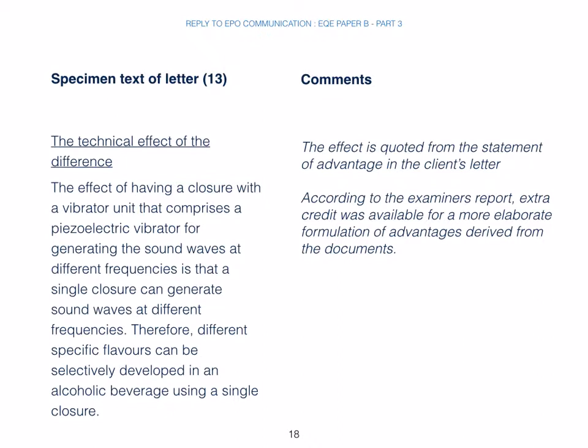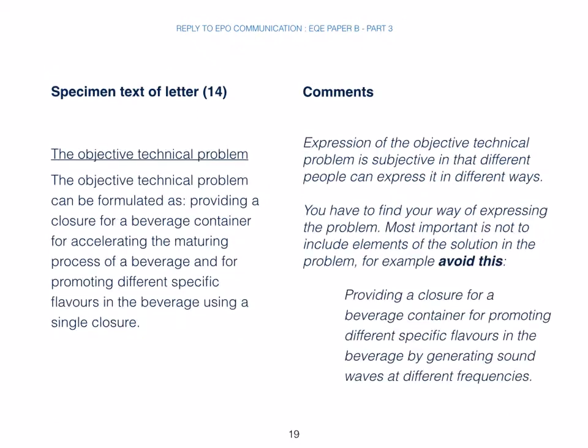Next, we have to formulate the objective technical problem. Expression of the objective technical problem is subjective in that different people can express it in different ways. You have to find your way of expressing the problem. Most important is not to include elements of the solution in the problem. For example, you should avoid stating a problem as follows: providing a closure for a beverage container for promoting different specific flavors in the beverage by generating sound waves at different frequencies. Here, generating sound waves at different frequencies is part of the solution. It's not part of the problem.